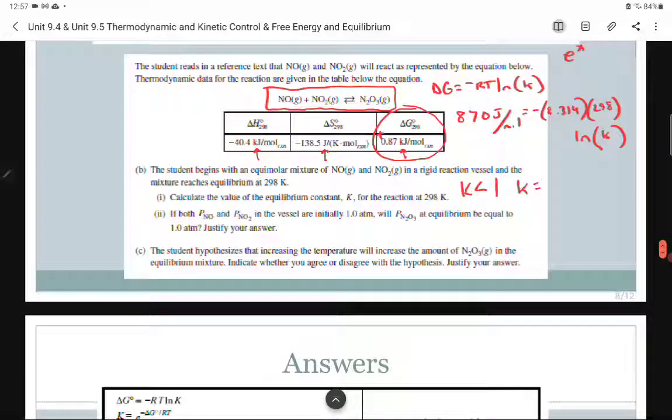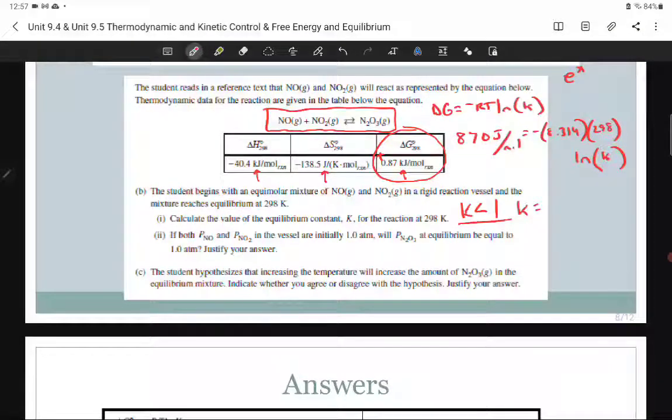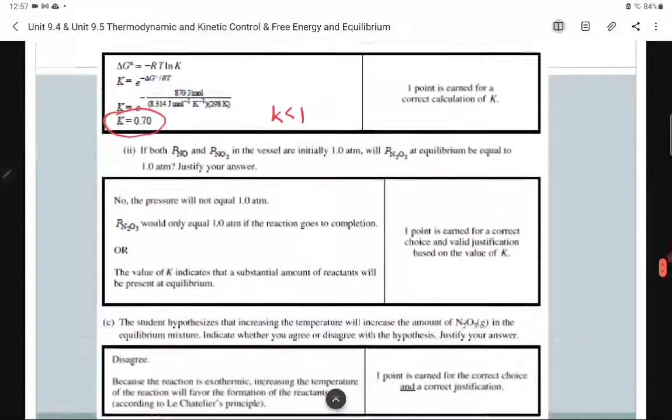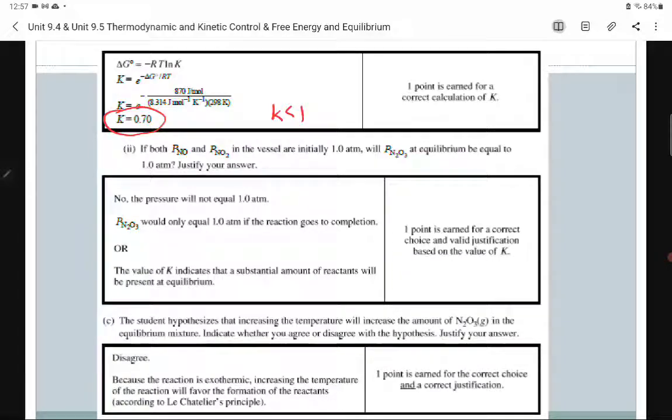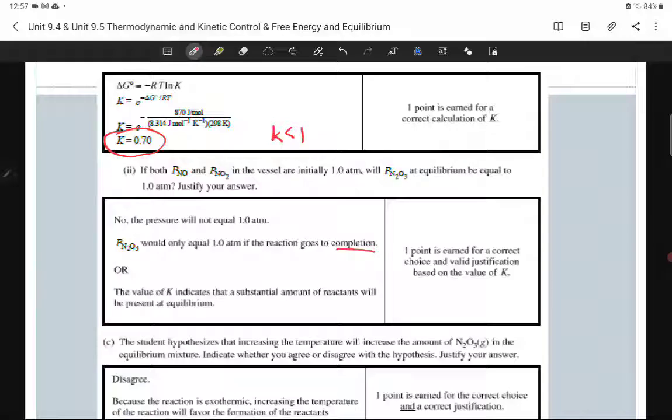But also we can talk in terms of K being less than 1. That means you have just a little bit of forward reaction and a tremendous amount of backwards reaction. So you're going to have something much less than 1 atmosphere. Let's double check our answers here. No, the pressure will not equal 1. I kind of answered it both ways, but you don't need to do it both ways. I said it doesn't go to completion, and also because the K is small, you're going to have a lot of reactants and not many products at the end of the day.